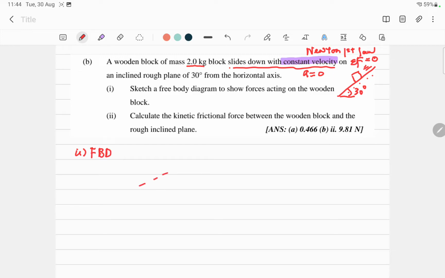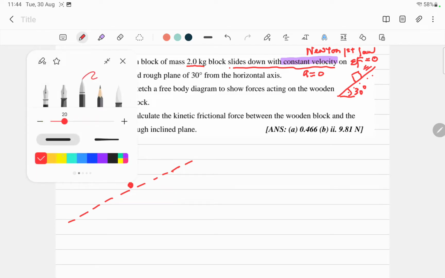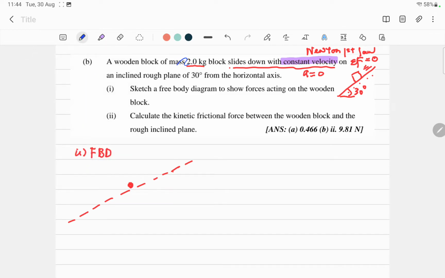Let's say this is our inclined plane. Then represent the block with a dot. So what forces do we need to draw? The block has mass, so we have weight straight downwards. The block is put on the rough inclined surface, in contact with the surface, so we have normal force perpendicular to the surface. Then it slides down, the block is moving downwards.